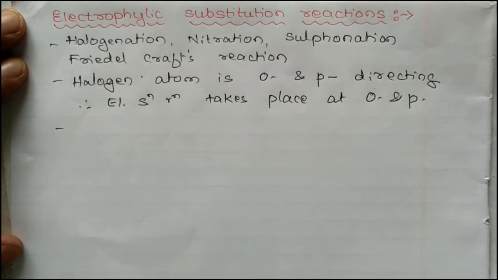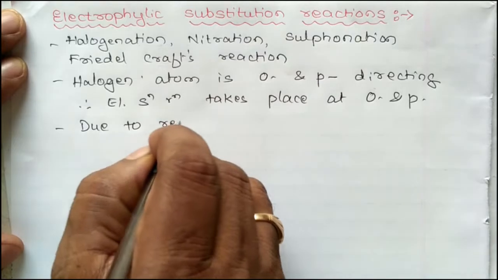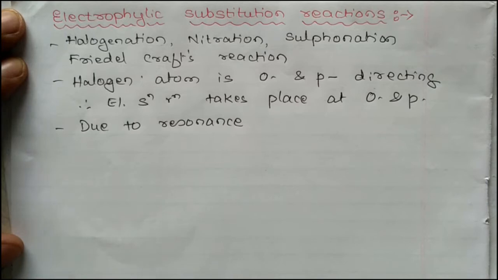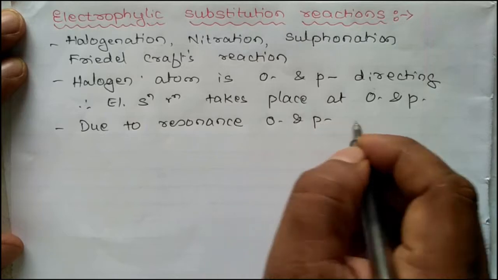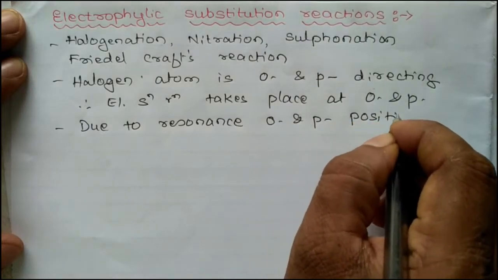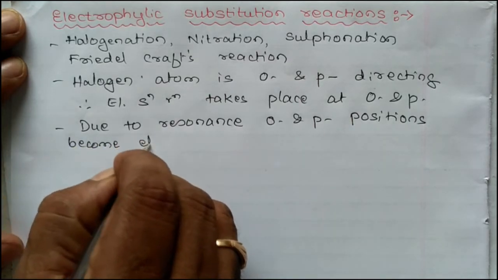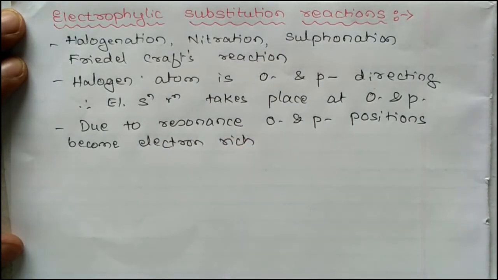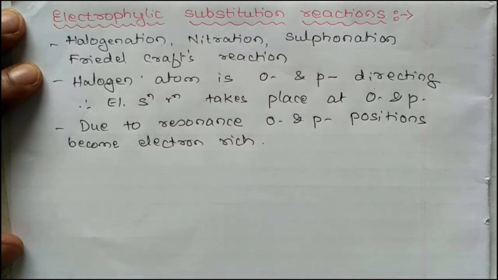Due to resonance, ortho and para positions become electron rich. Hence, electrophilic substitution reaction takes place at ortho as well as para positions. Now I will write those resonating structures.